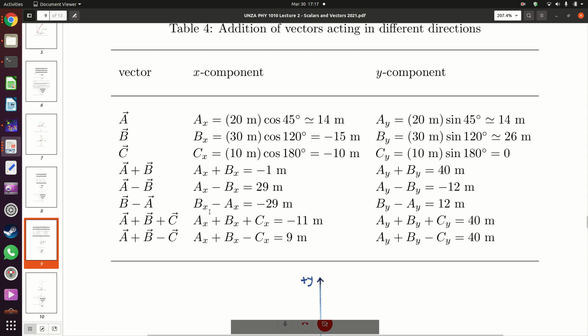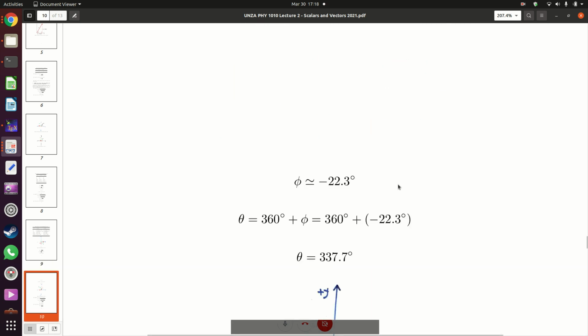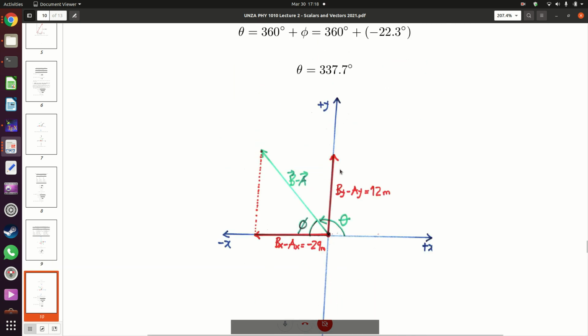What direction is b minus a pointing in? We have the x component of b minus a being minus 29 meters, which is pointing along the negative x-axis, and b minus a along the y component is 12 meters, pointing along the positive y-axis. And when you do that, we end up with this. The red line here, lying along the negative x-axis, is our bx minus ax, which is equal to negative 29 meters.